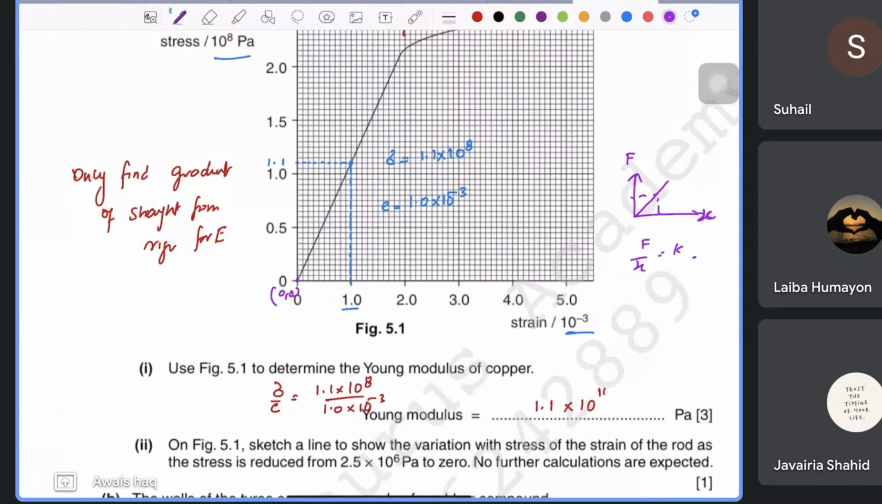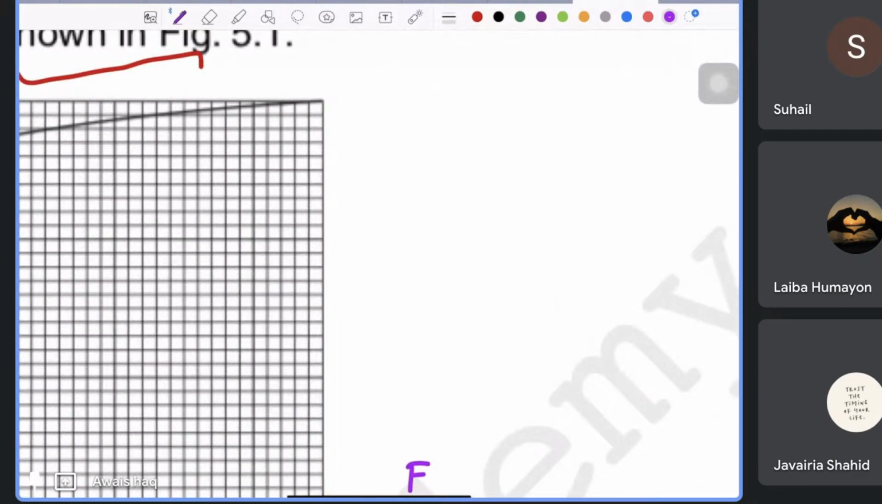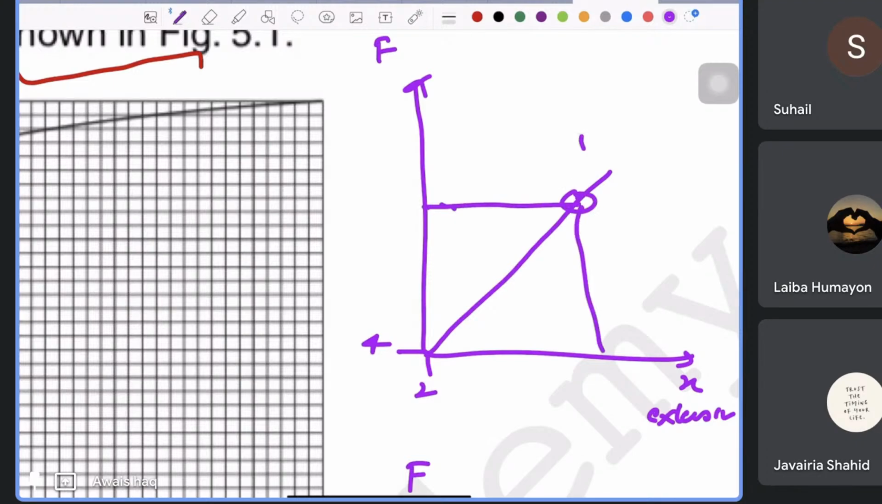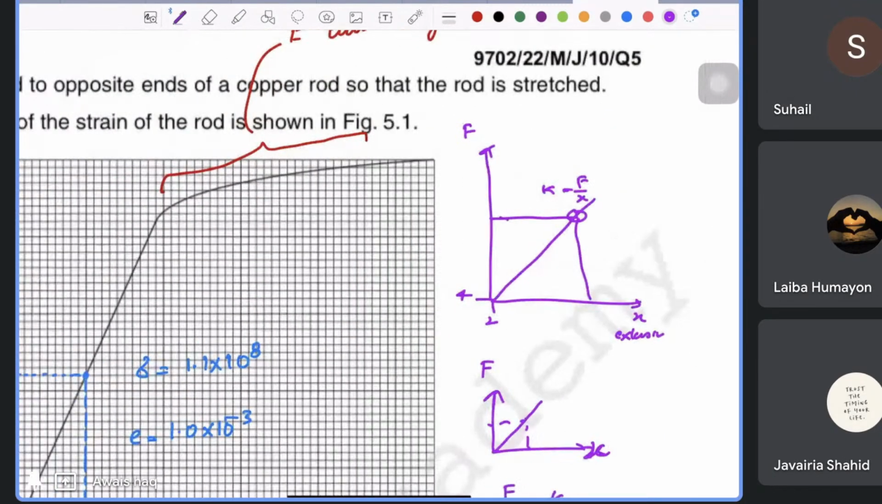If it doesn't go through the origin, should you still take two? Yeah. Sometimes what they do is they will give you a question like this. It will be like 4, 2, and maybe f and x, and a straight line. If there is extension, I'm not talking about original length, but if there is extension, you can take any point and then do force over x. That's it. You don't need to, because they have given you half the graph, and that means the real graph would have started from somewhere else. Is it clear?